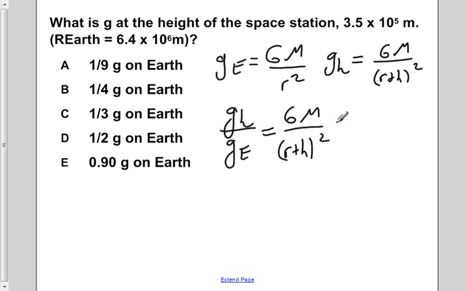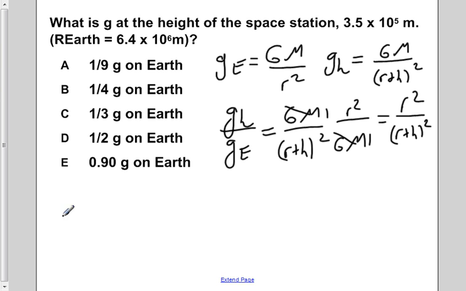The reciprocal of the gravitational constant times the mass over the radius squared is the radius squared over the gravitational constant times the mass. Now, in this equation, the gravitational constant for each of these is the same, and the mass is the same. It's both for the planet Earth. So when we multiply G times M and then divide it by G times M, this simply cancels out and gives you a value of 1. So what we're left with is g_H over g_E is equal to R squared over R plus H squared.